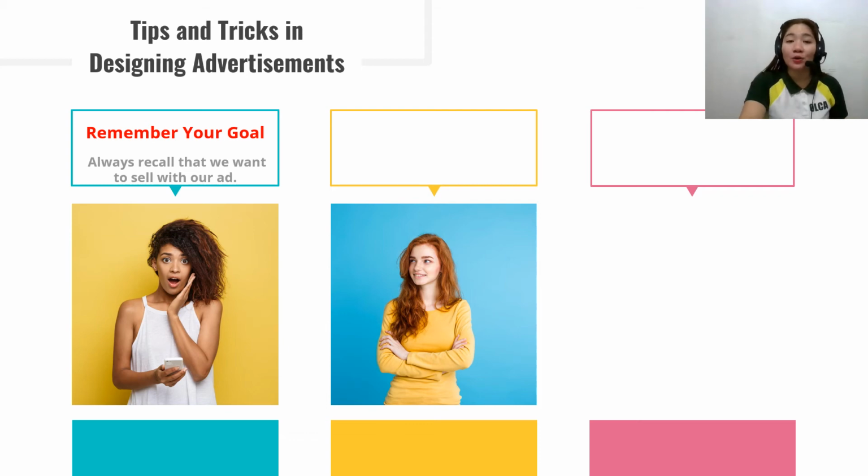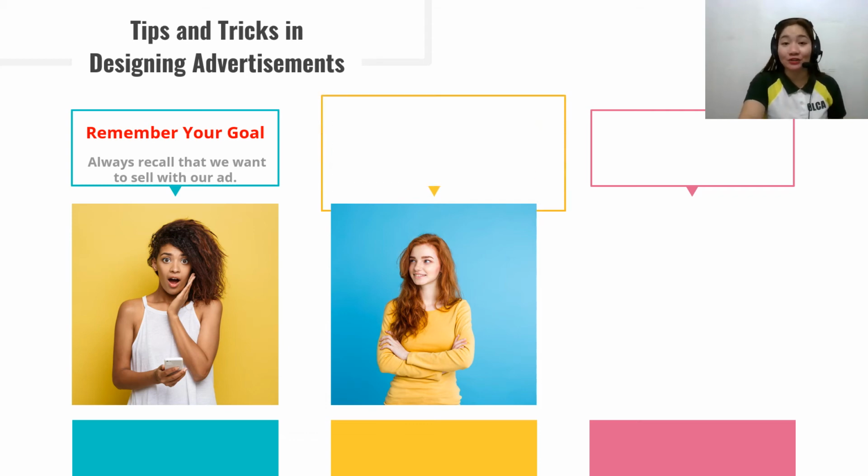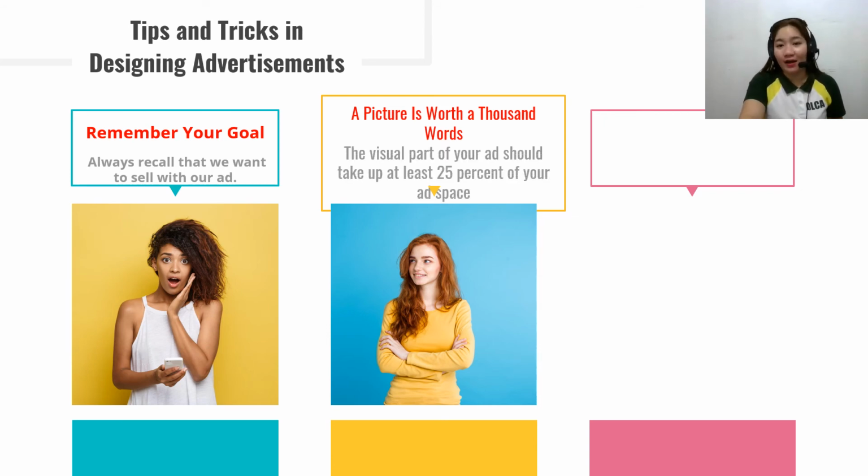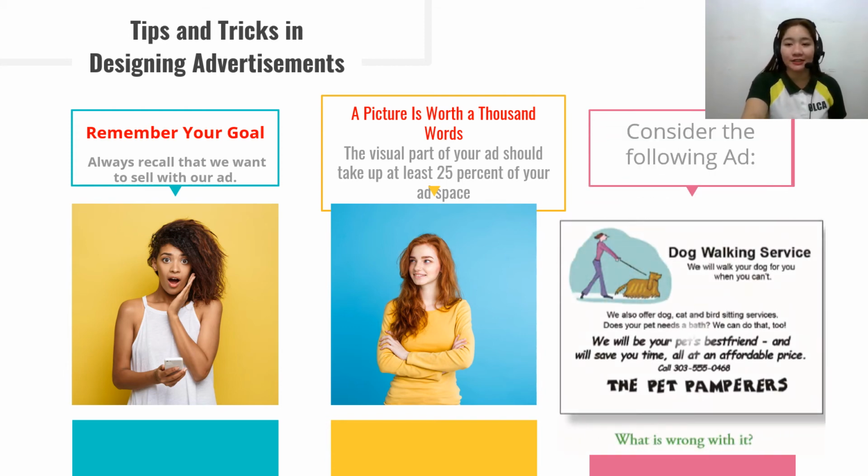Also, a picture is worth 1,000 words. So the visual part of your ad should take up at least 25% of your ad space. Studies show that visual or more graphics-heavy ads tend to be noticed more. So look at this example, class. Consider the following ad. What is wrong with this ad?